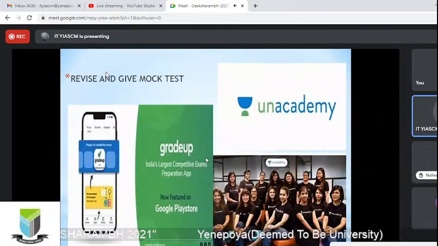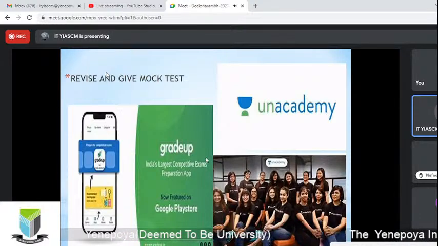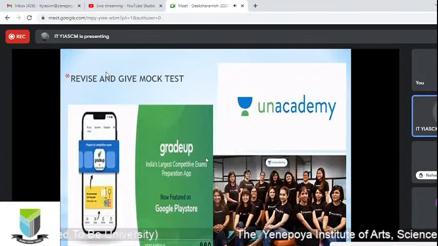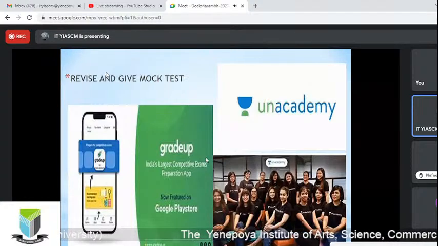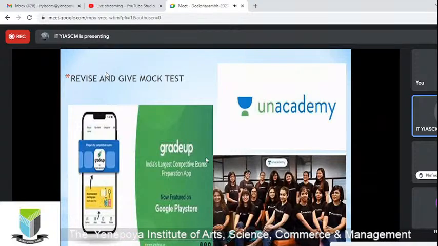Same like that, some apps are there. They provide you the information about the competitive exams. You don't get this information everywhere, but there are some apps, same like your social apps, WhatsApp, Instagram, which give you information related to your competitive exam, that is Unacademy and Grade Up. If you download that app, you get to know all the syllabus and how many competitive exams you have. And a mock test is a practice test.